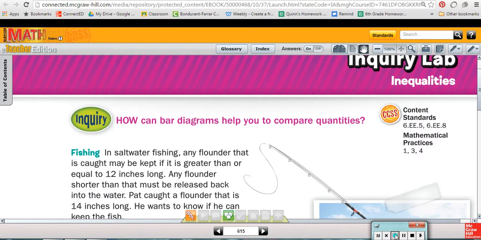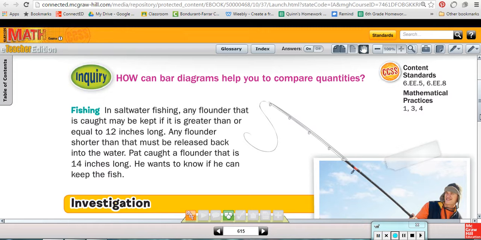Okay, on page 615, I wanted you to read that first paragraph and annotate it. Okay? So what were some important underlined things that you included from this paragraph? One? That he wants to keep greater than or equal to 12 inches long. Good. That greater than or equal to is important to include with that 12 inches long, right? What else was important? Sydney?